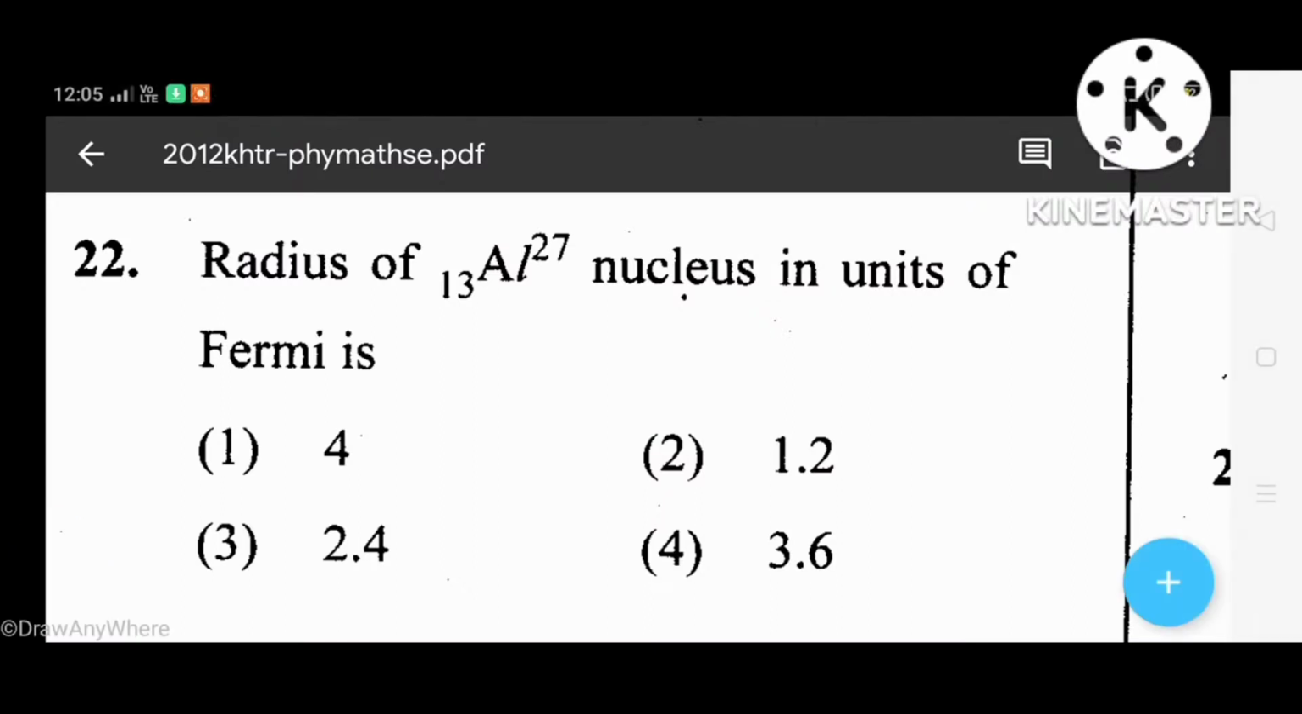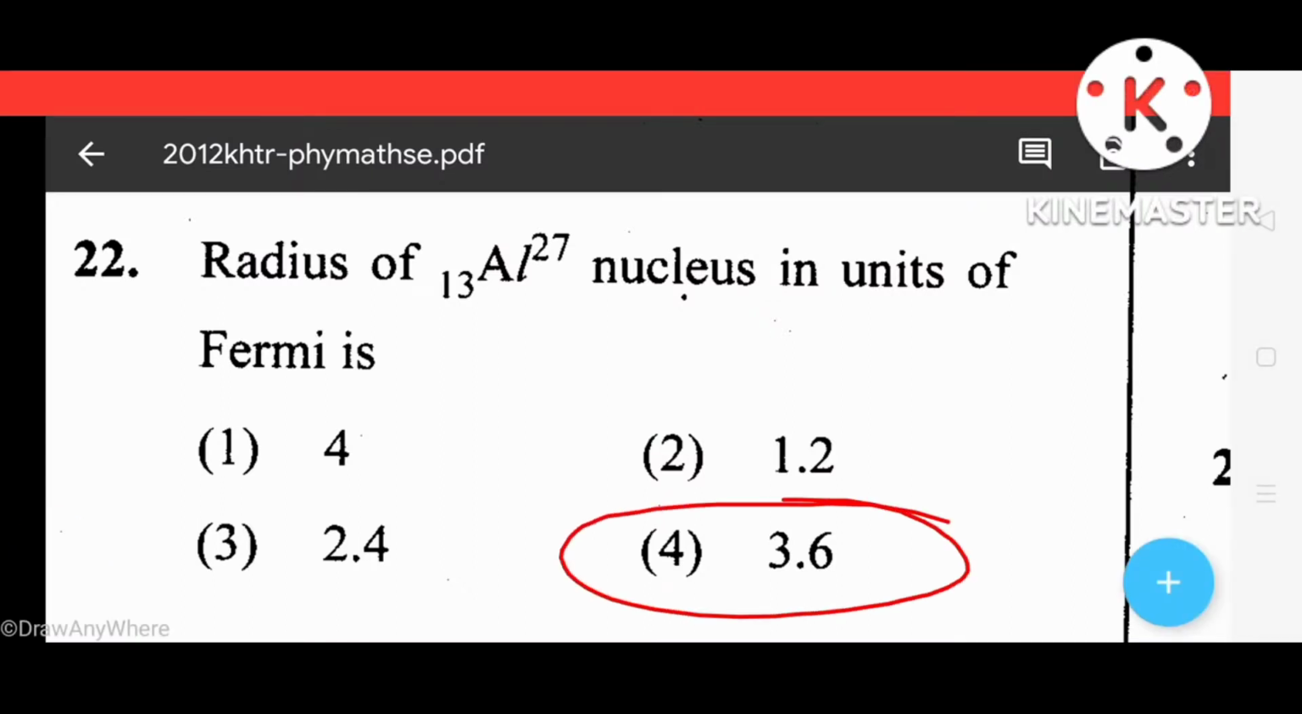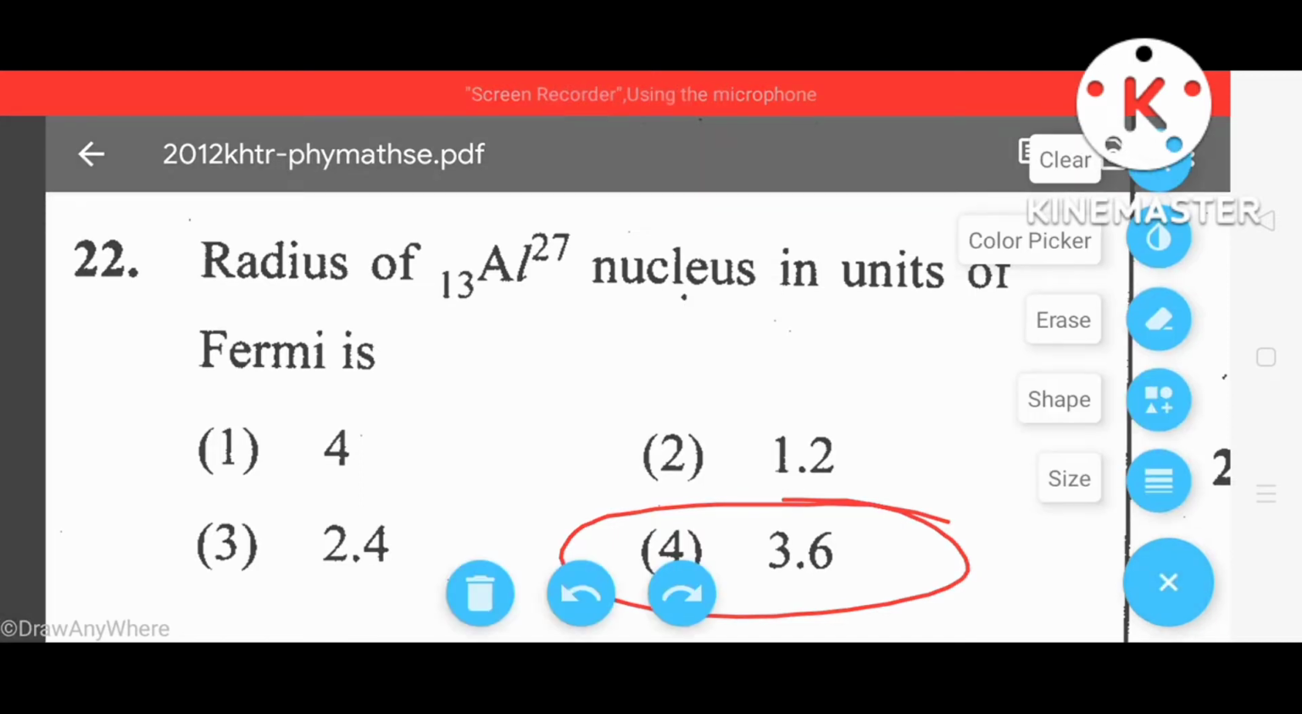We are going to get the answer as 3.6 Fermi for the radius of the aluminium nucleus. In the units of Fermi it is 3.6 Fermi. That is option number 4.